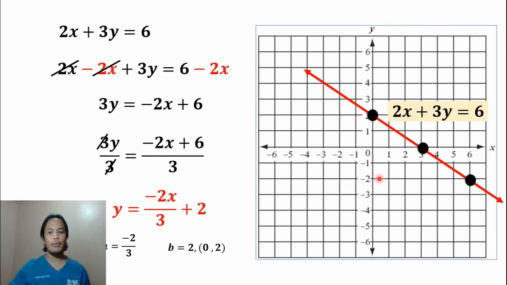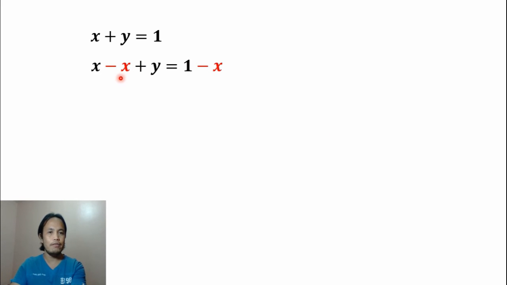Now let's proceed to our last example. For example, you are told to plot the graph of this equation, x plus y equals 1. So the same process, we need to eliminate the x so that only y shall remain at the left side of the equation. So we subtract by using subtraction property of equality. We subtract x here. Of course, we will also subtract x at the right side. This time, we can cancel this out. So what remains now is the y.